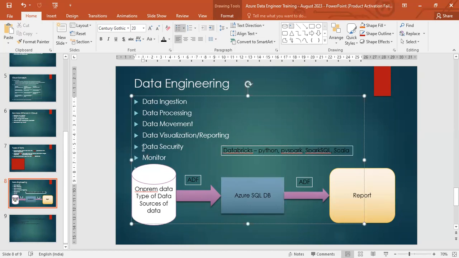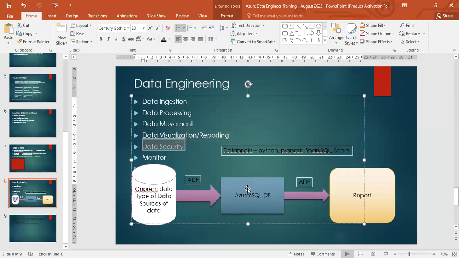So data security is important. There are options provided by Microsoft. One is customer-managed key encryption, which is mostly about securing your data using your own key, so you have full control to manage the security of your data.